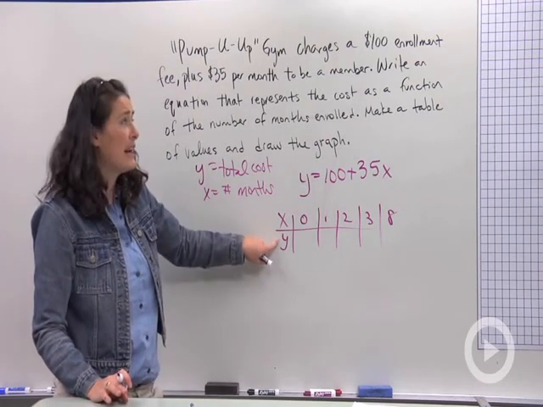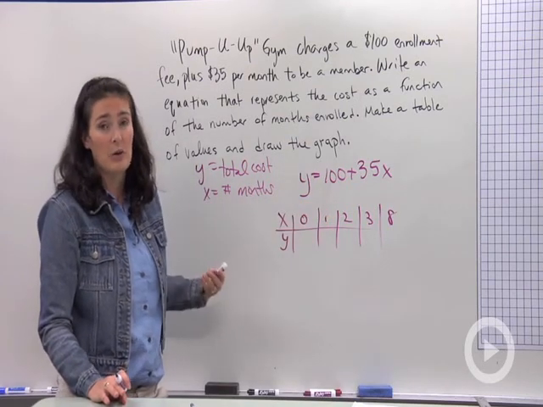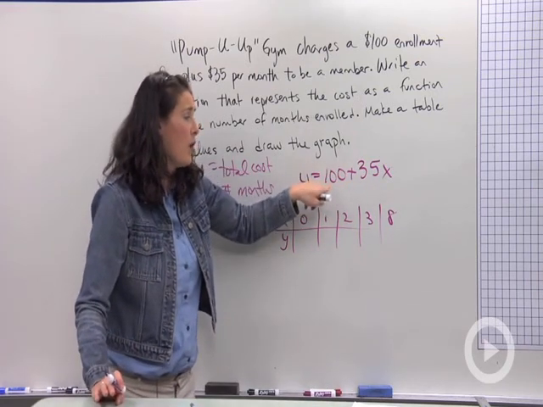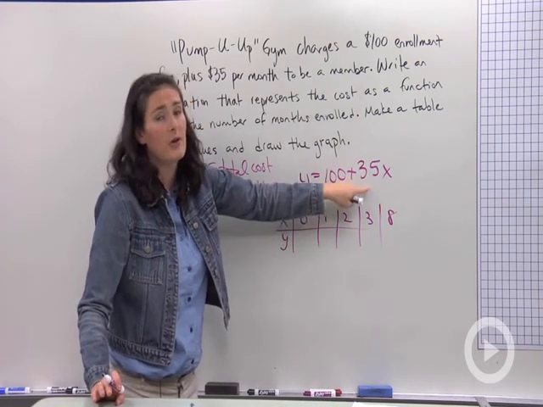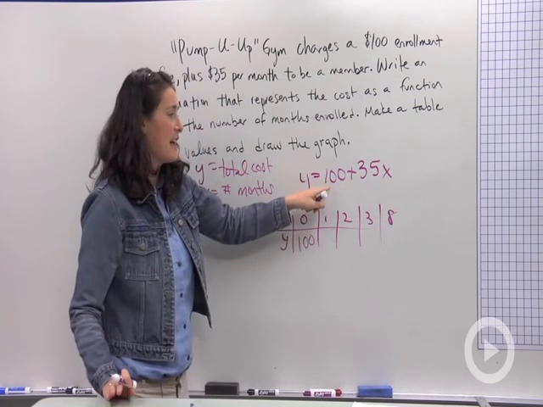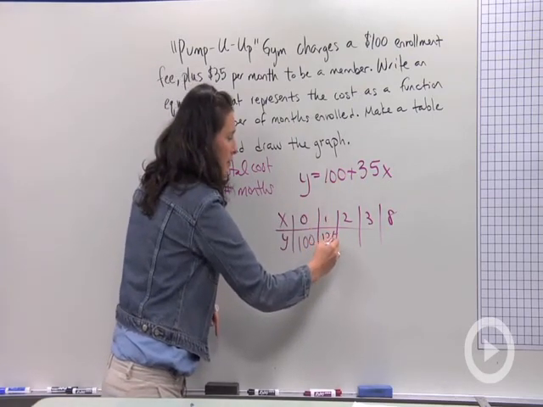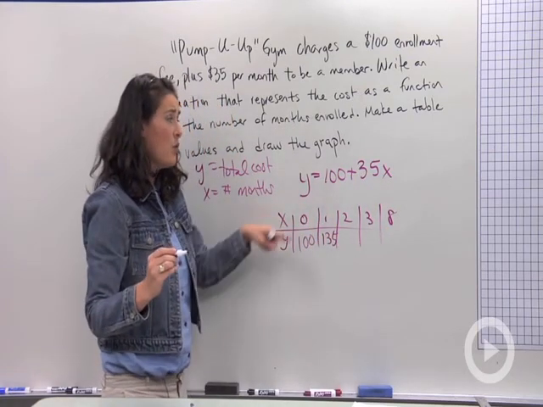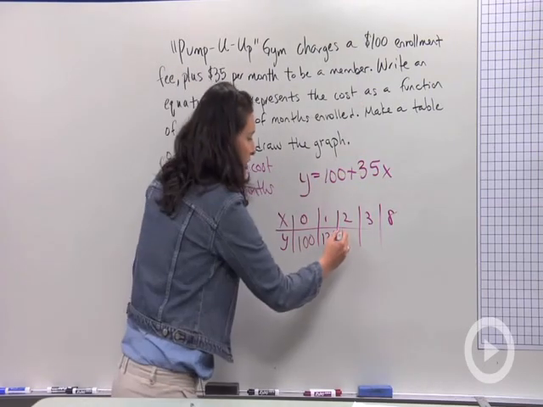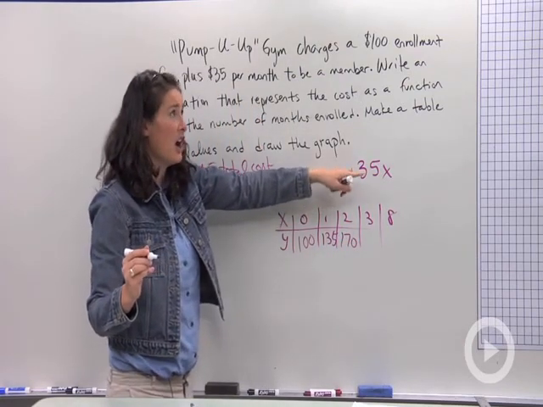Okay, so now what I need to do is substitute in my x values one at a time and find the corresponding y or output values. So if x is 0, y would be 100 plus 35 times 0. So y would be 100. If x is 1, y would be 100 plus 35. If x is 2, y would be 100 plus 35 times 2, which is 70. So I'll have 170. For 3, I'll have 100 plus 105.